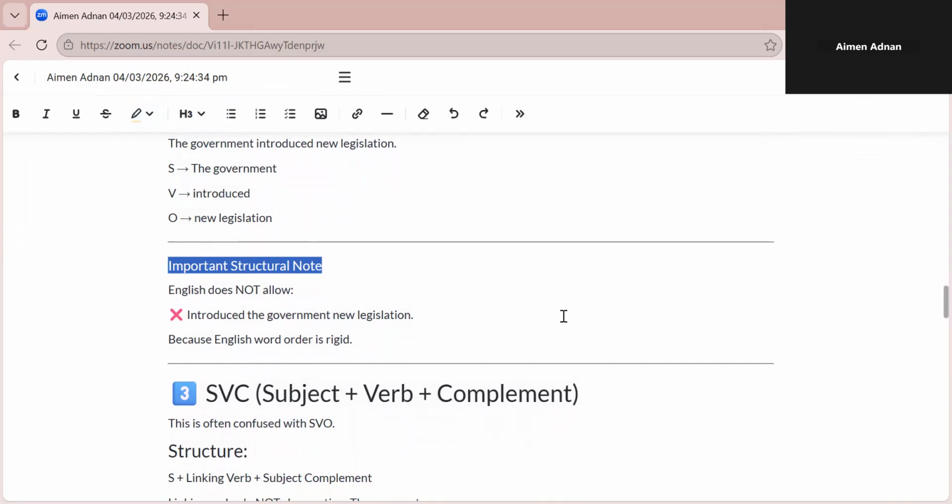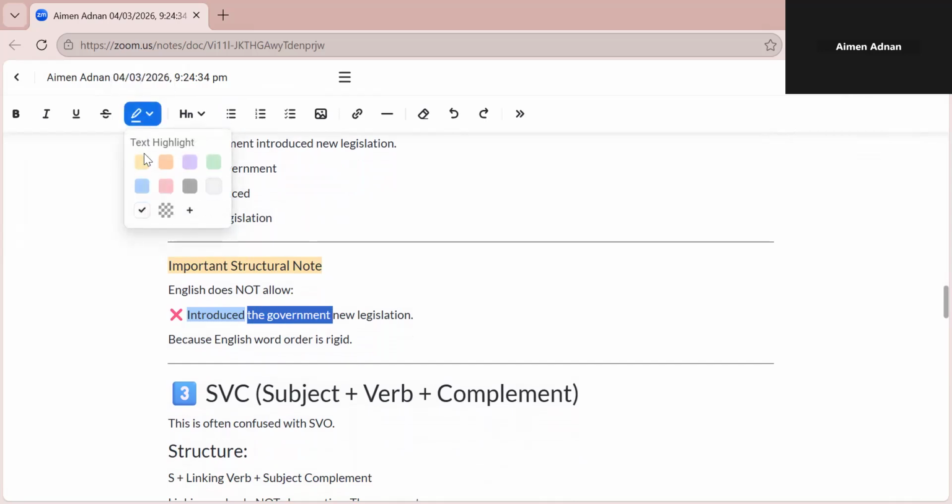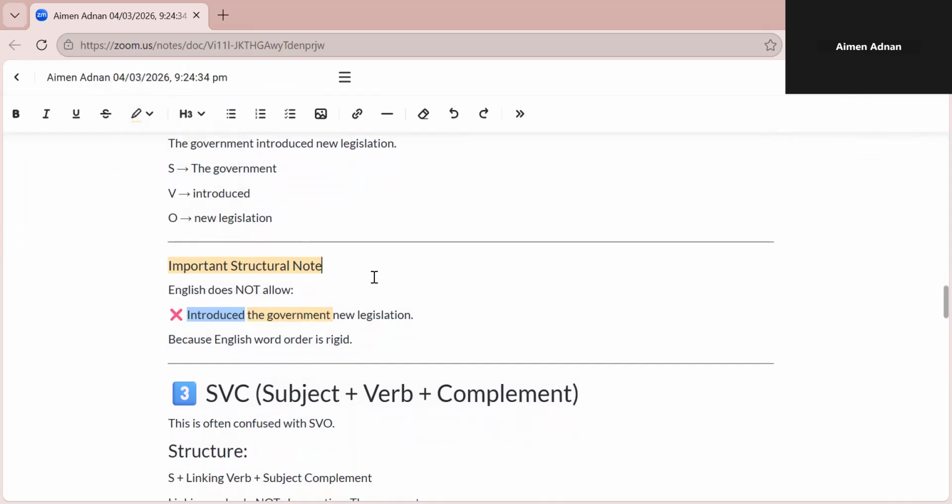Now, that is not a correct structural form. What's the problem in this? The sentence is starting with the verb, not with the subject. And there is the subject, the government. And then you have the object, which is the new legislation. So now you see the pattern is disturbed. So this won't be an SVO structure.